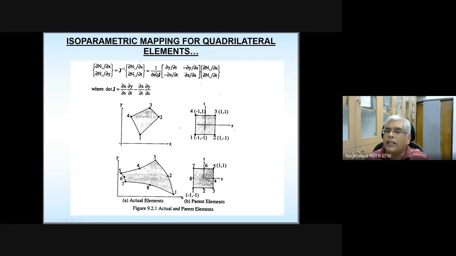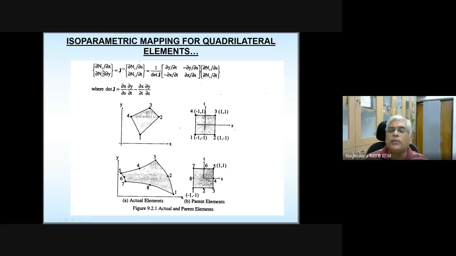And the important thing is this determinant should not be 0. The determinant of Jacobian should not be 0 for this mapping, or for this relation, to be valid. If it is 0, then this quantity goes to infinity. Then we will have singularity. We will end up getting a singular case.